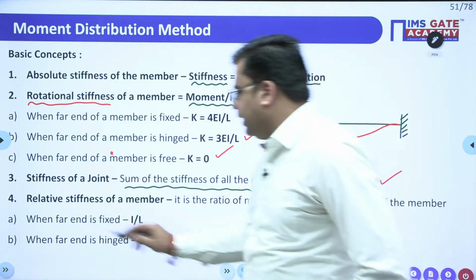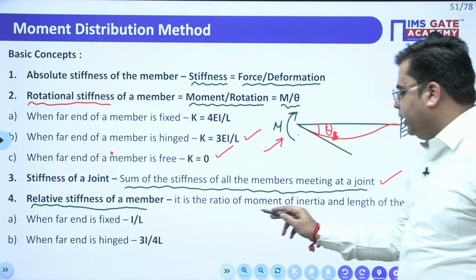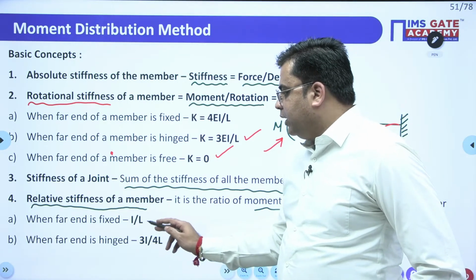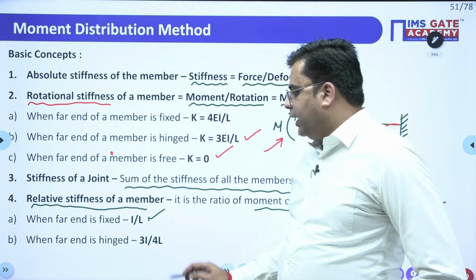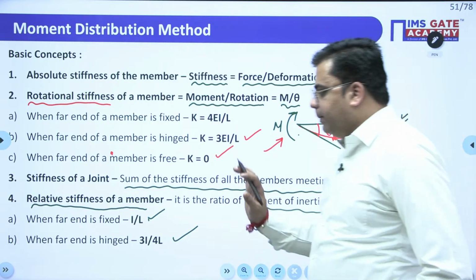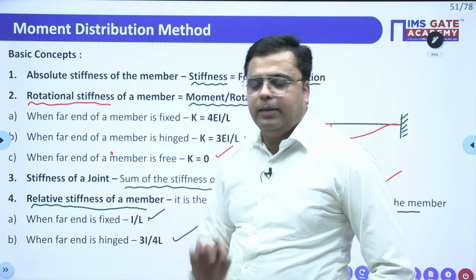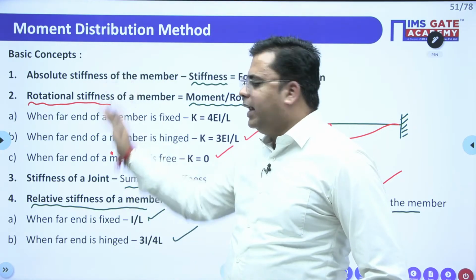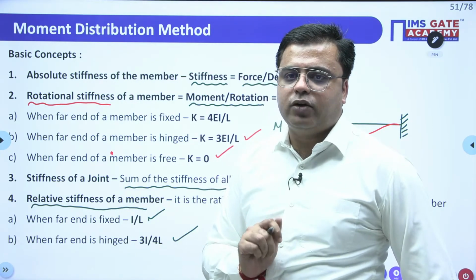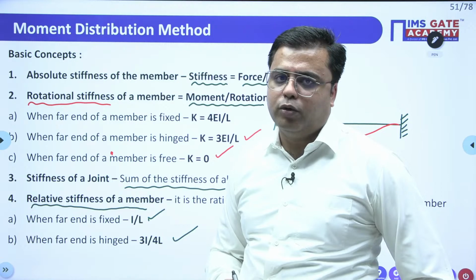Next is the relative stiffness. The relative stiffness of a member is the ratio of the moment of inertia and the length of the member. When the far end is fixed, the relative stiffness is I by L, and when the far end is hinged, it is equal to 3I by 4L. Just keep all these things in your mind in order to solve the questions very quickly, because from the moment distribution method, n number of questions can be formed from these basic definitions. And when you see the previous year GATE questions, you will find that the majority of the questions are framed from these basic concepts of the moment distribution method.